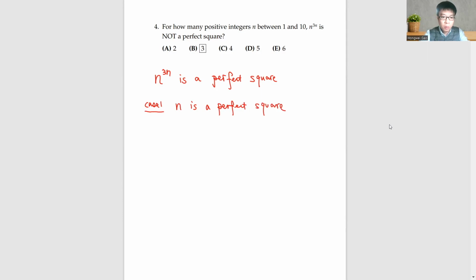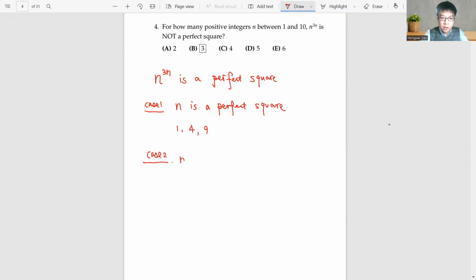So in this case, we could have n to be 1, 4, 9, right? Or case 2: n is an even number. Because here the power is 3n, and if n is an even number, the power is even. So as long as the power is even, this number is a square.